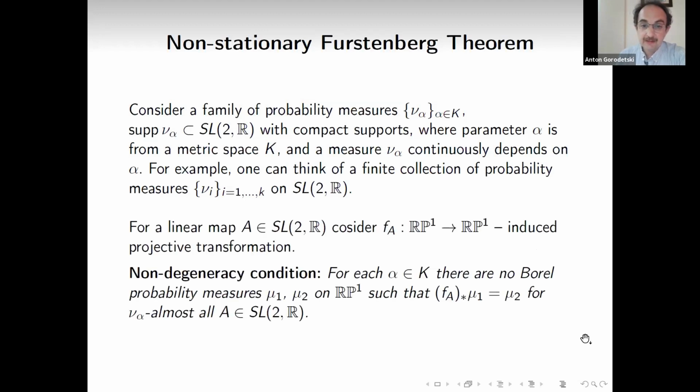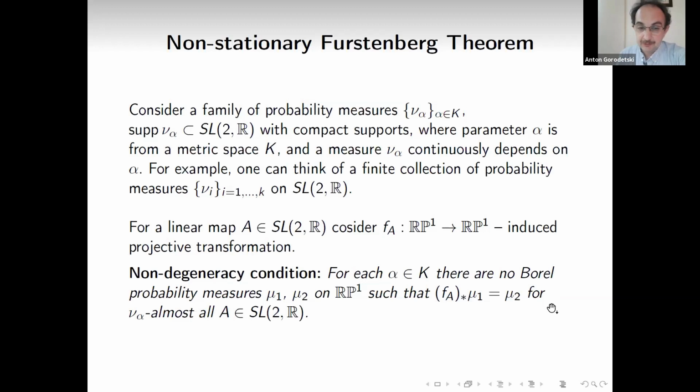matrices. Next, I'm going to introduce some non-degeneracy conditions that are an analog of the Furstenberg condition and the Furstenberg theorem. For each linear map, we consider the induced projective transformation, and the non-degeneracy condition that we want is the following. For each of the distributions in our family, we assume that you cannot find two measures on a projective space such that each matrix from the support of the distribution sends the first measure to the second measure. So in the case of identical distributions, that's exactly the Furstenberg condition.